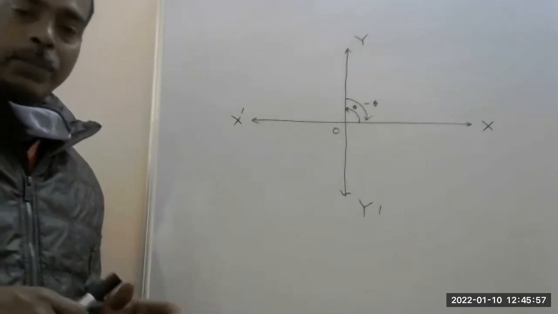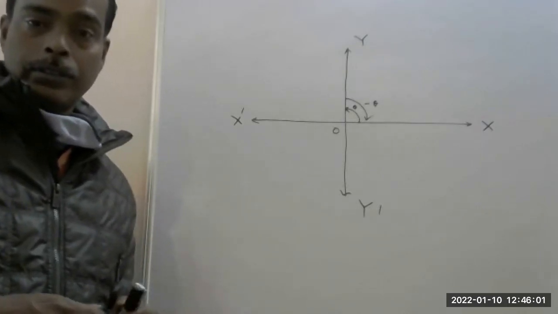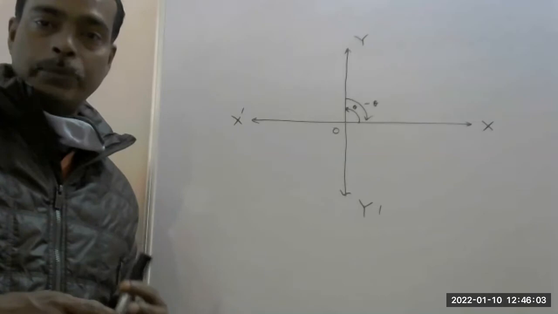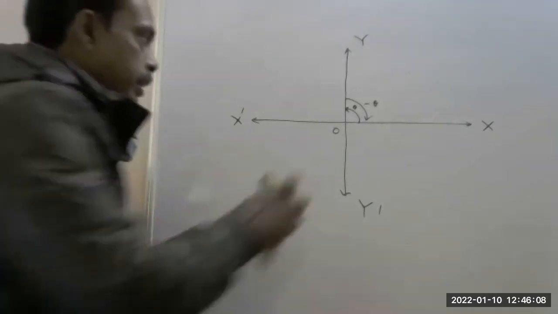These two are fundamental. Anti-clockwise means positive, clockwise means negative angle. This is the fundamental thing.